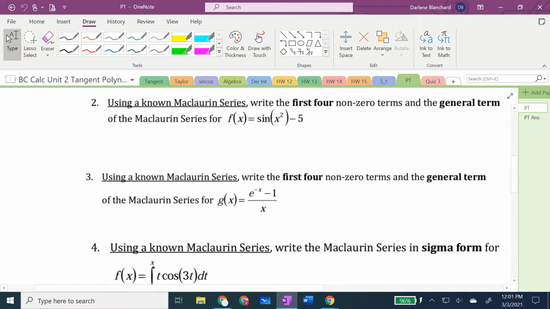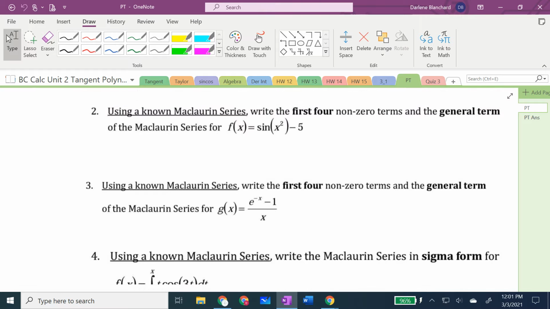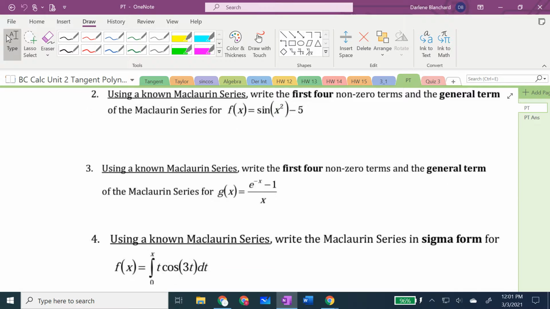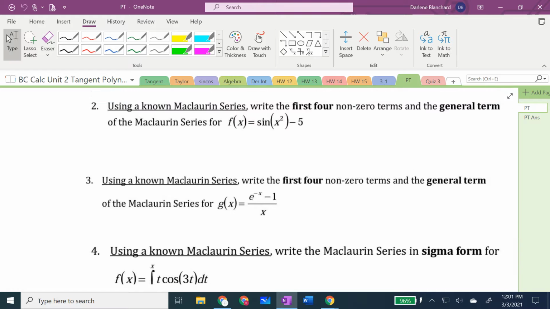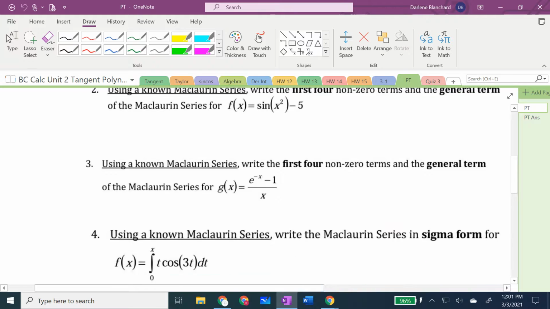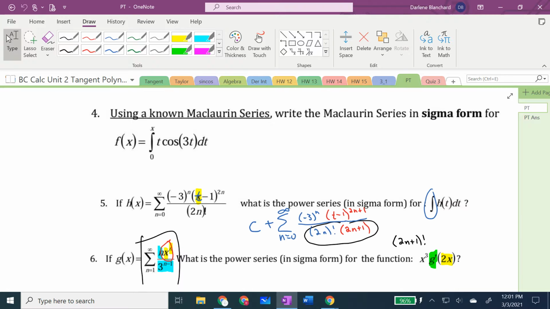Then I want to clarify to you that if you look at the directions on 2, 3, and 4, they all start with using a known Maclaurin series. If you see that underlined, I'm trying to emphasize to you, while you are in the middle of a test, for clear directions, that you are going to begin with either your Maclaurin series for sine x, e to the x, or cosine x. And then you're going to begin the manipulation to create what is being asked for. Know that that is what is expected. Then make sure that you read the directions first for non-zero terms, general term, or sigma form, or whatever the directions say.